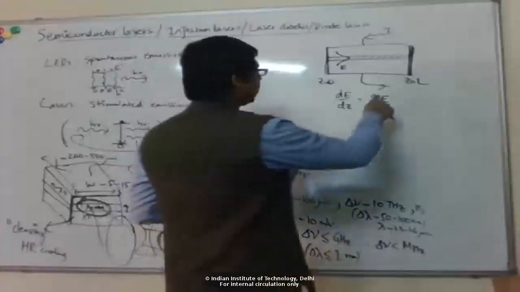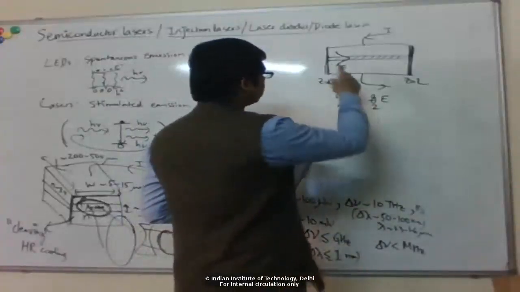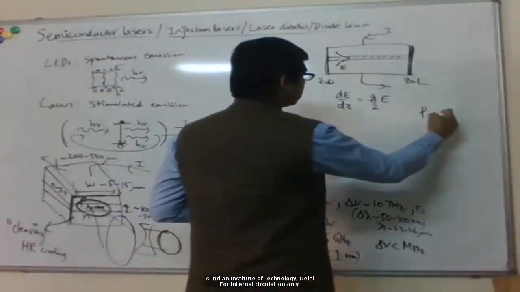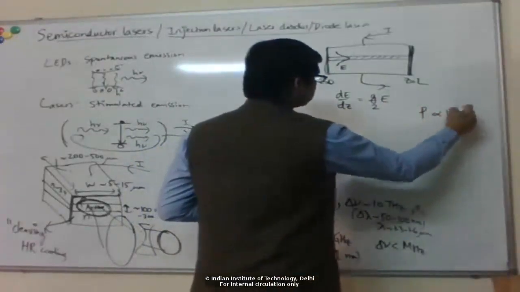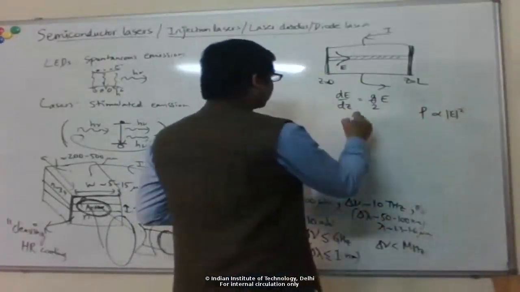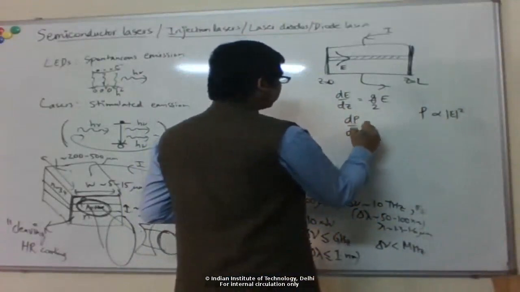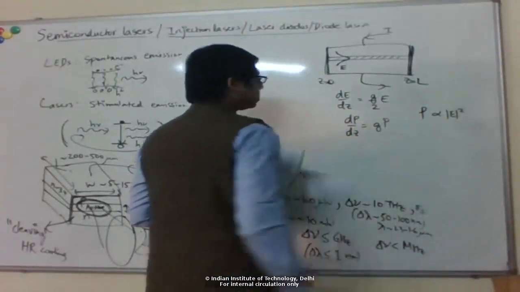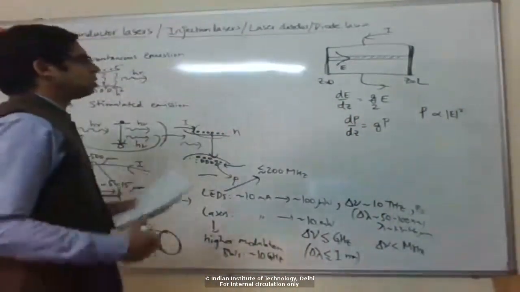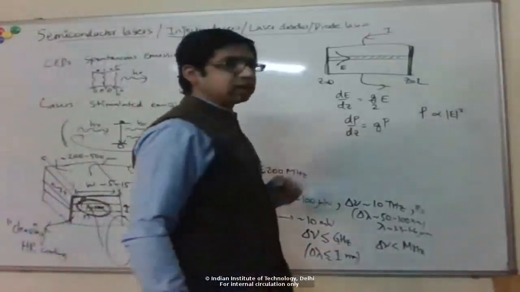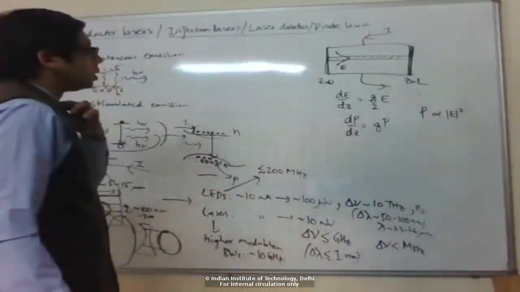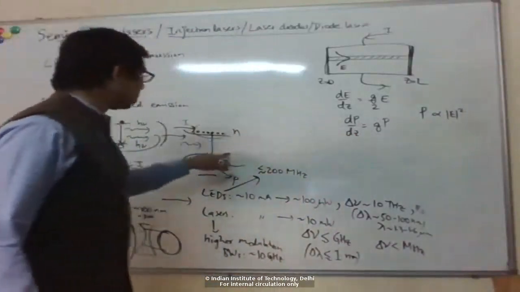So this G denotes the gain factor for the power, right? You know that the optical power goes as mod E squared. So if you look at how the power varies, it will look like this. You can see that there is some exponential gain factor, which is basically coming from this population inversion.